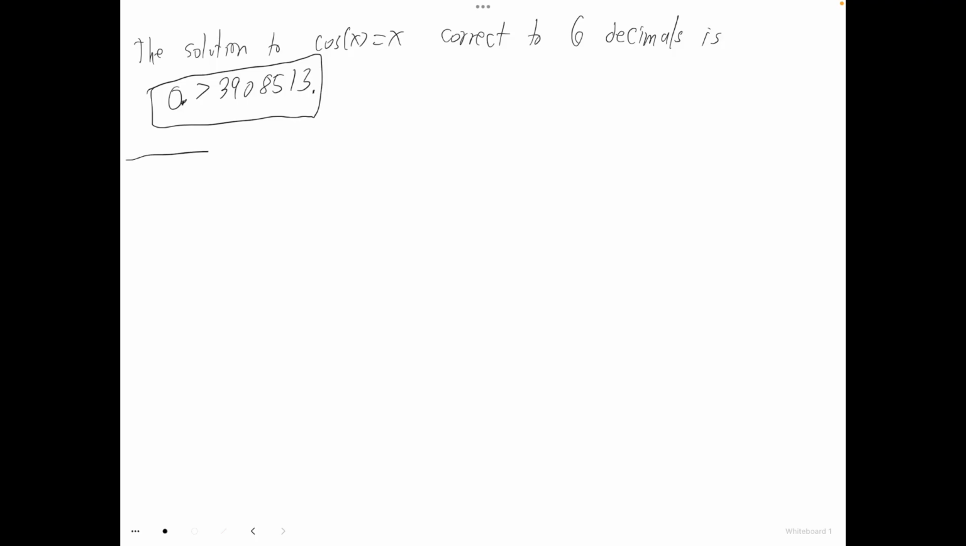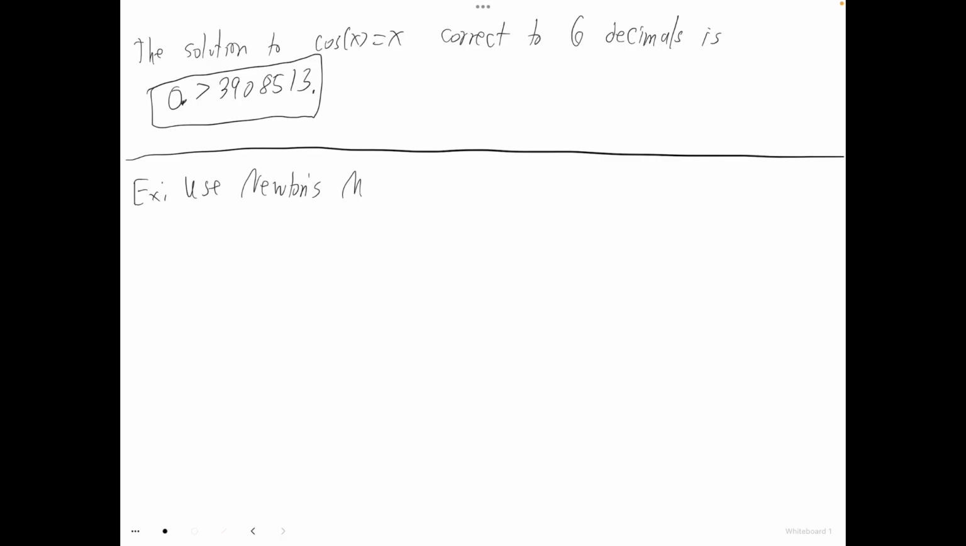Now Newton's method can also be used to compute the value of irrational numbers. And so we're going to look at an example of that. So we're going to use Newton's method to approximate the sixth root of 2 correct to 8 decimals.